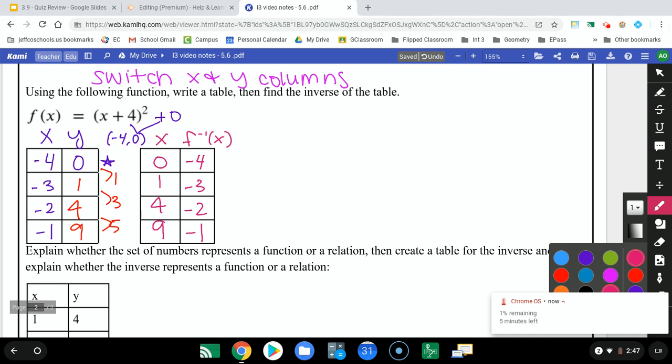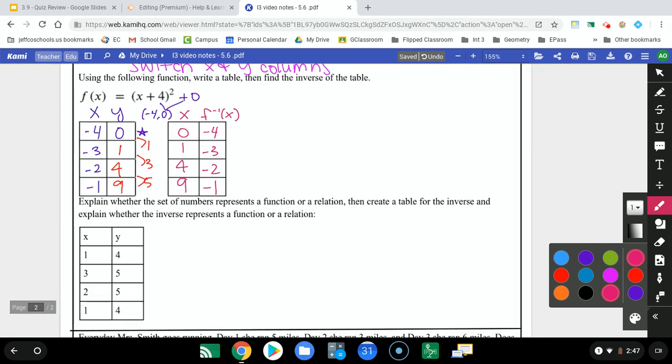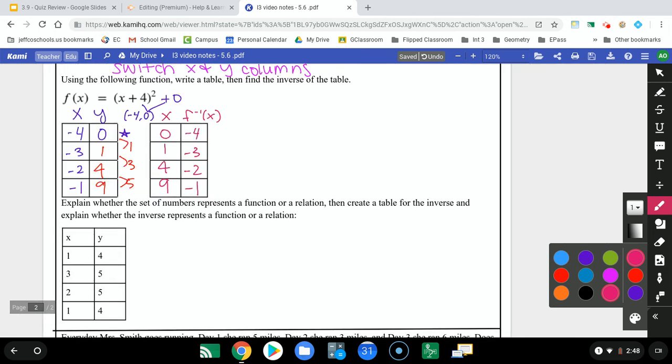So what I'm looking at here is: explain whether the set of numbers represents a function or a relation, then create a table for the inverse and explain whether the inverse represents a function or relation. Okay, so we just did this problem up here, found the inverse of the table. Then the next problem that I just read off is going to be the exact same thing that we just did, but you're going to find the inverse.